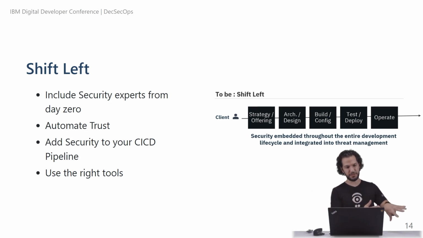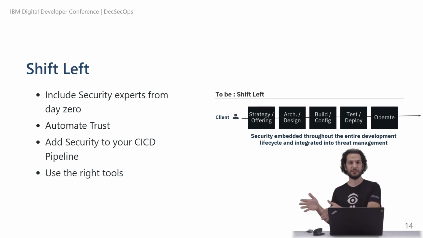So shift security left. It means include your security experts from the beginning. Again, it will help you automate your trust. It will help you put it in your delivery pipeline. And most importantly, it will help you pick the right tools. So using those tools, you can run things a lot more efficiently.